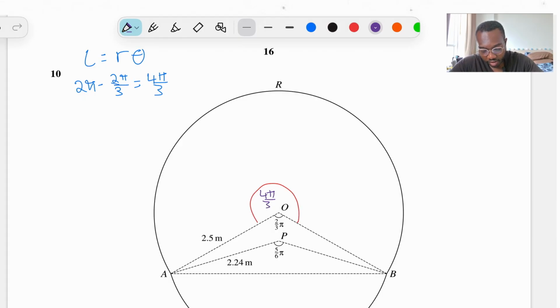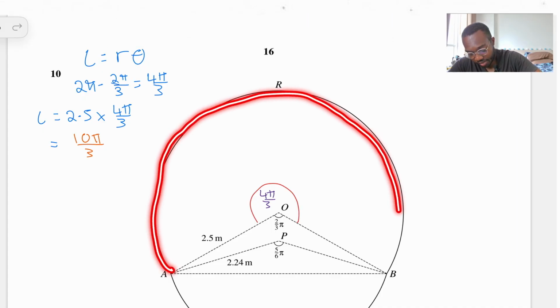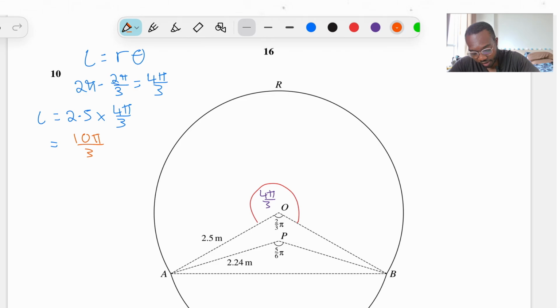And if we know that, we can use the arc length formula. Arc length is equal to r times theta. For OARB, the center is O and the radius is 2.5. So it's going to be 2.5 times theta, which we have now worked out as 4 pi over 3. If we leave that in exact form, 2.5 times 4 pi over 3 just gives us 10 pi over 3. So we know all of this arc length is 10 pi over 3. Let me just write that here.